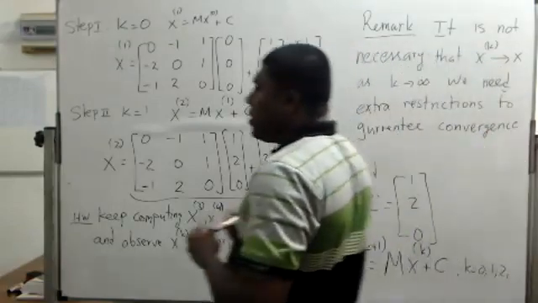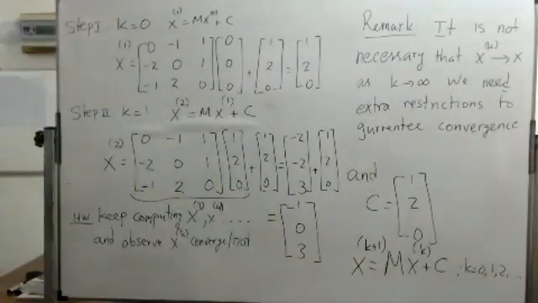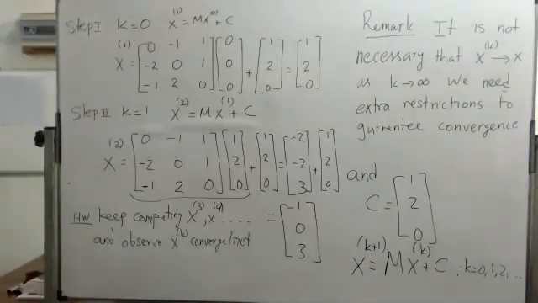Right, so not necessarily all the sequences we have converge to the solution. Why that is happening is something we are going to see next. Not necessarily all the sequences converge. We have to have certain requirements satisfied for the sequence to converge. What those conditions are is what we are going to see next.